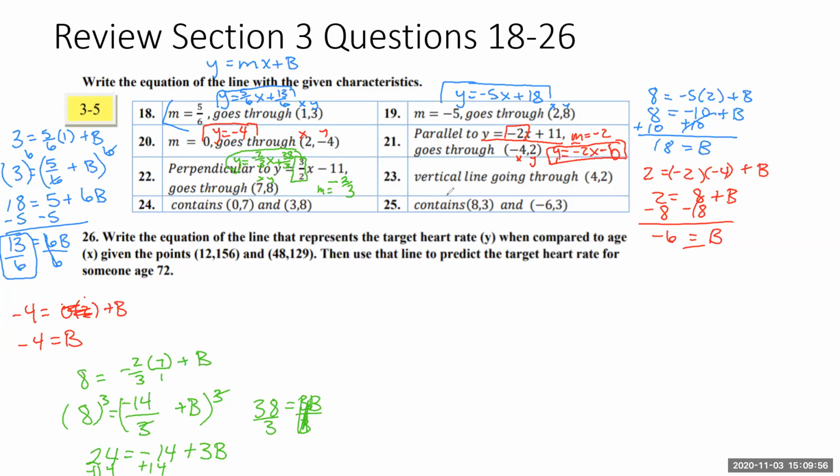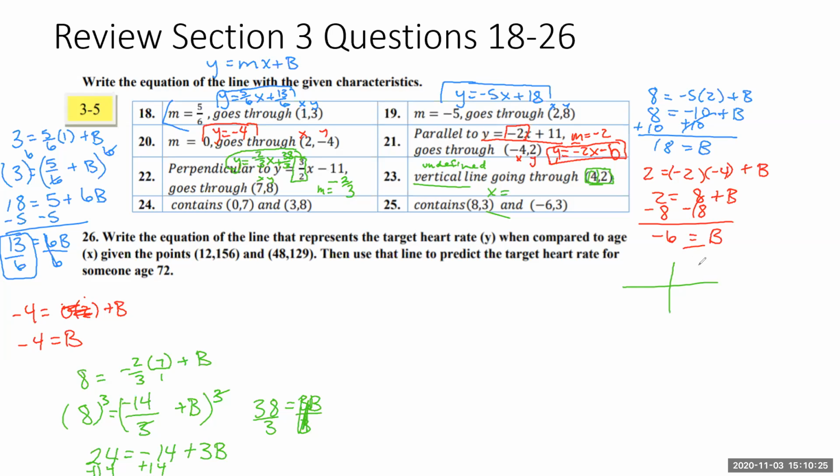Okay. Going over to number 23, a vertical line going through 4, 2. So remember that a vertical line is just an undefined slope. It's usually found when you have an x equals equation. So in this case, when we're writing the equation of the line, we're just going to go with x equals. And since they give you a point here, we're just going to go with the x value, which is going to be 4, because that's all.